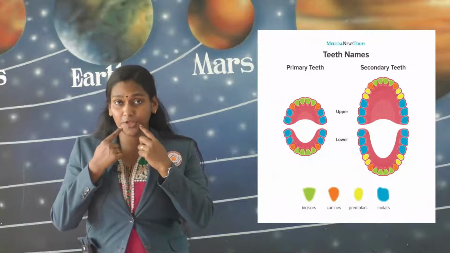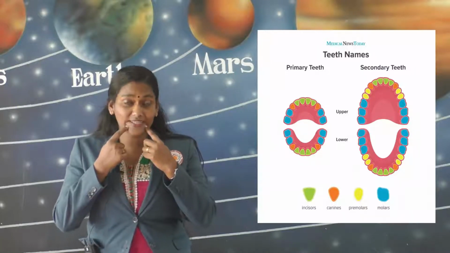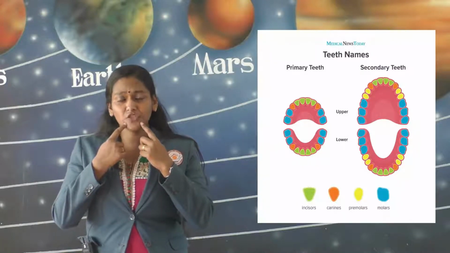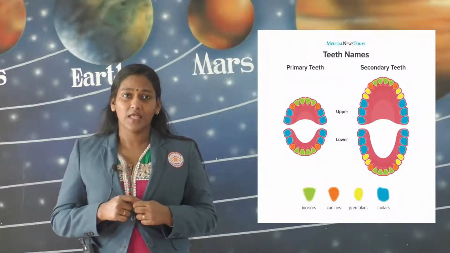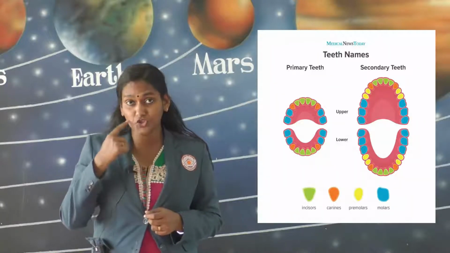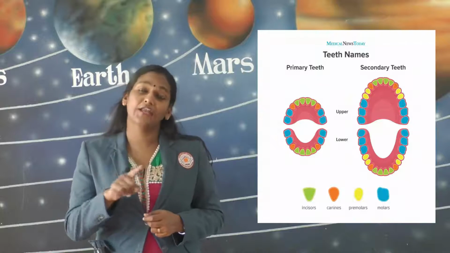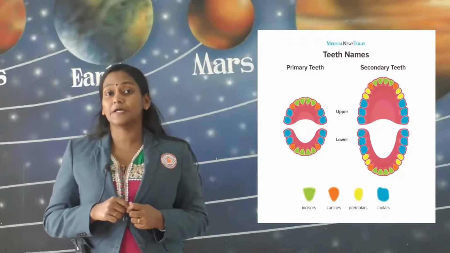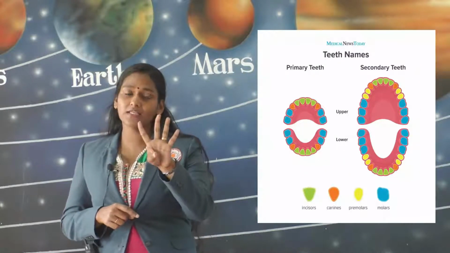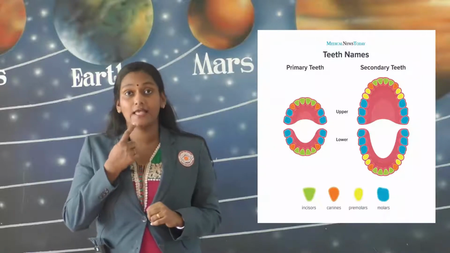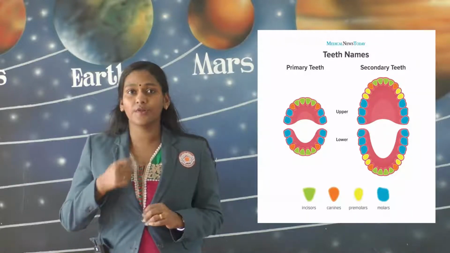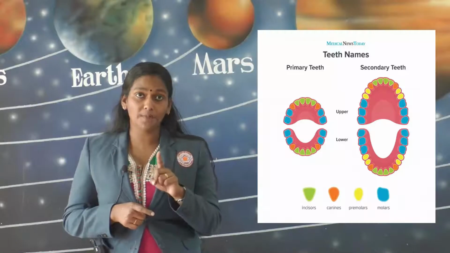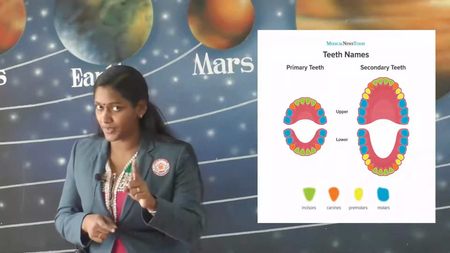There are 4 premolars just behind the canines, and they help in chewing food. They have ridges on top and are flat and broad.